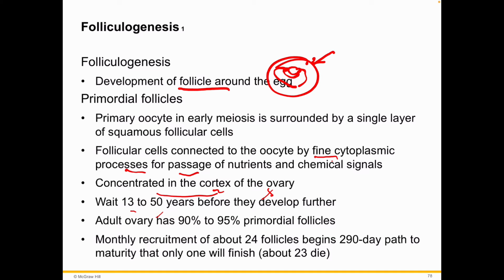The adult ovary has 90 to 95% primordial follicles. Monthly recruitment of about 24 follicles begins a 290-day path to maturity that only one will finish. Most of the time, 23 will die.